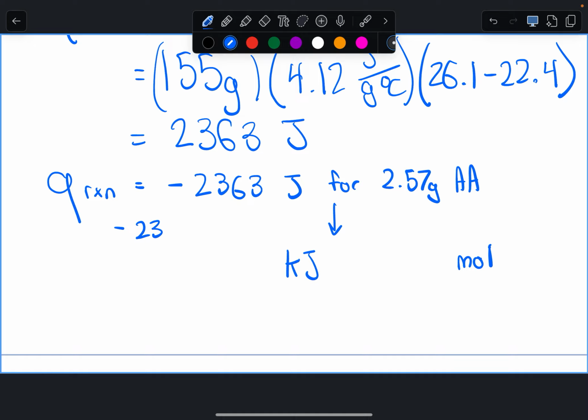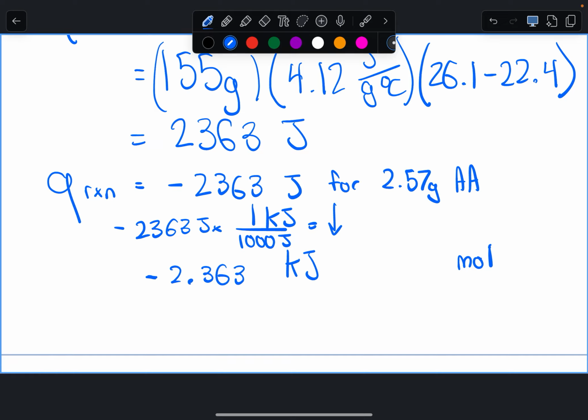Okay? So we're going to convert the joules into kilojoules, which is quite easy, right? I'll write it out just so we're all clear: 1,000 joules per 1 kilojoule. Okay? So that's 2.363, or negative 2.363 kilojoules. Which, okay, good, it's negative. That's what we predicted as well. Don't forget.